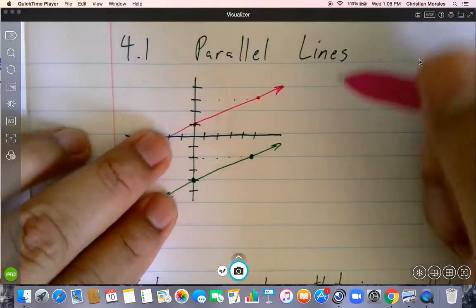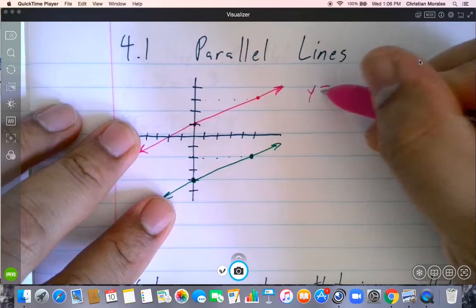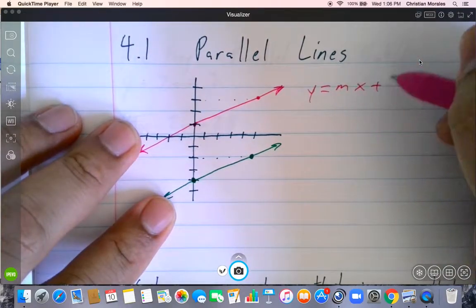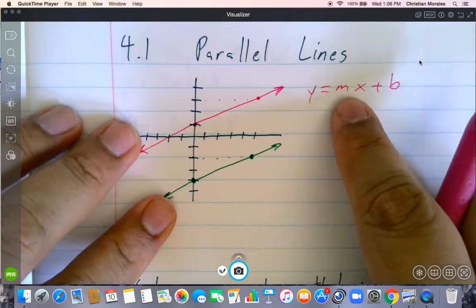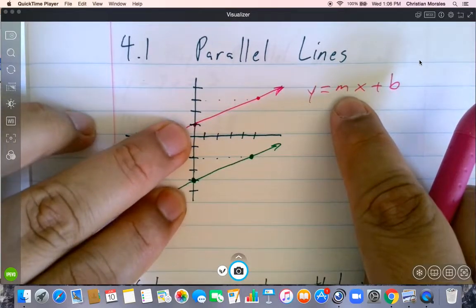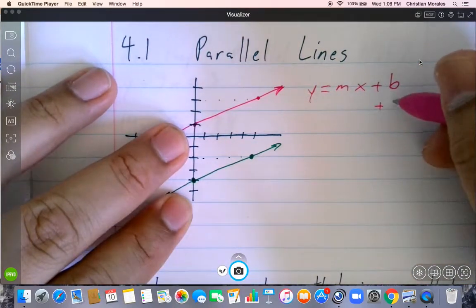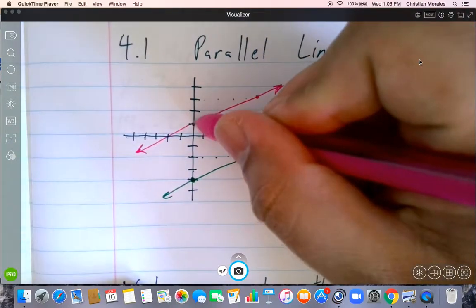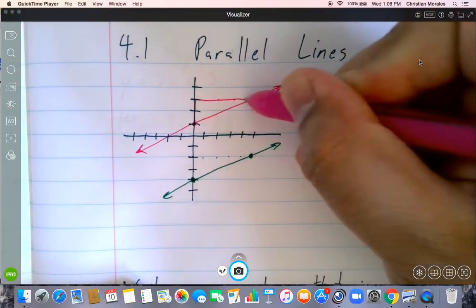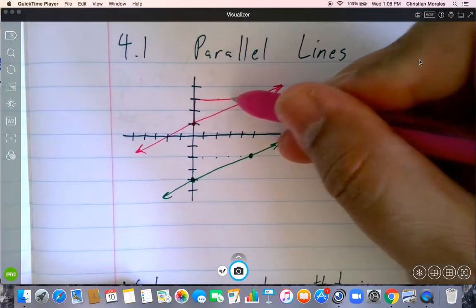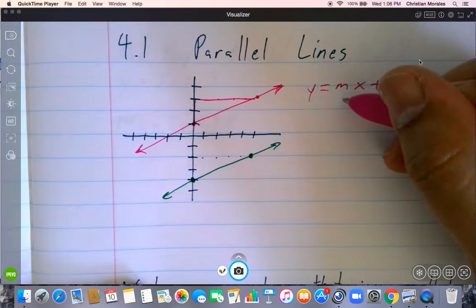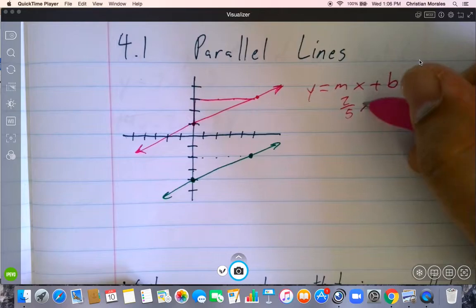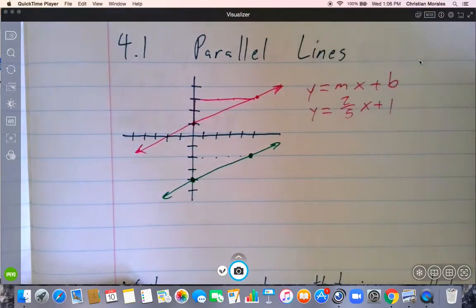So if I write the equation for this, I want to write it in this format so that I can see what the slope is. So this equation starts at positive 1. It's my y-intercept. And my slope is up 2, over 5. So y equals 2 over 5x plus 1. There's my equation for that line.